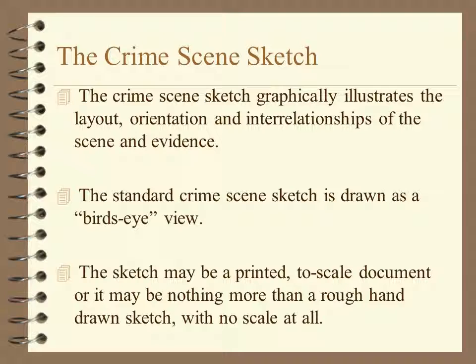Now, the crime scene sketch illustrates the layout, orientation, and interrelationships of the scene and the evidence. In other words, where is everything laid out? Where are items pointing and so forth? And this information may be useful to a reconstructionist at some point. Now, most crime scene sketches are done as a bird's eye view, in other words, as if you were a bird flying overhead. Now, it may be printed and done to scale, or it could be just a rough hand sketch. In any event, you need to represent what that sketch is, and we'll talk about that when we look at the components of a crime scene sketch.